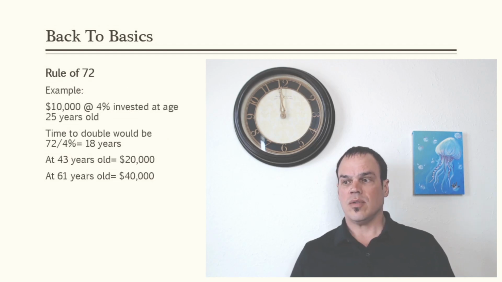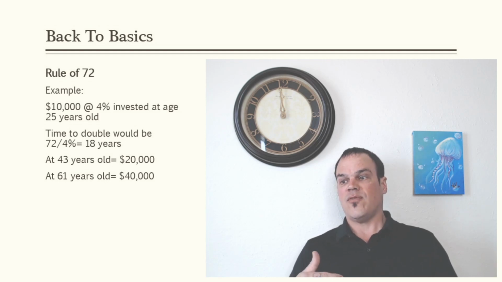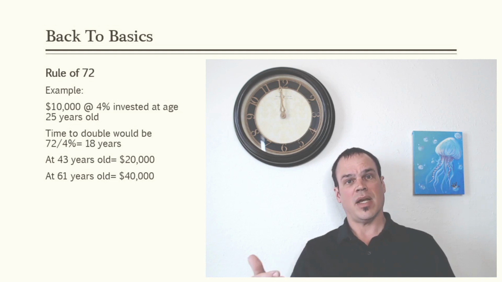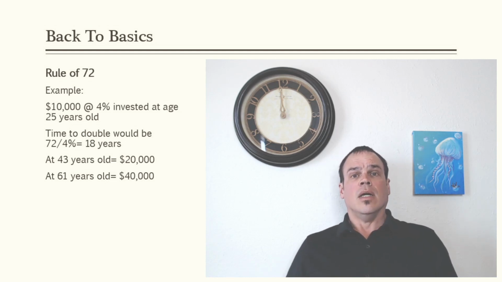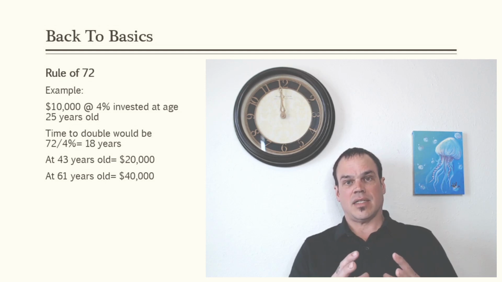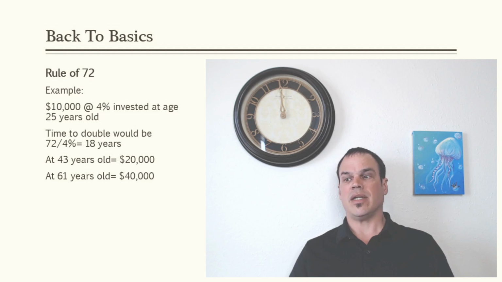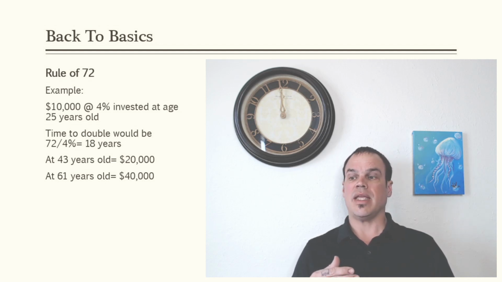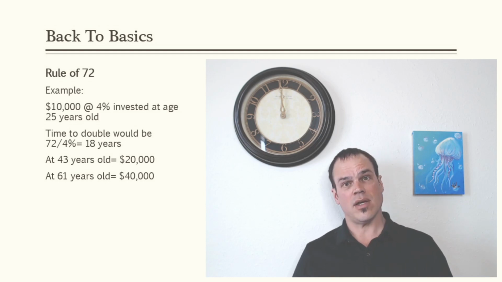So with the Rule of 72, say $10,000 invested at 4% interest at the age of 25 years old, 4% is going to double every 18 years. So again, how we get that is 72 divided by 4 is 18. So you can see that if you invested $10,000 at age 25, at age 43, that's 18 years later, you're going to have $20,000. At the age of 61, which is where it's going to double again, you're going to have $40,000. So you can see how that works for the doubling.